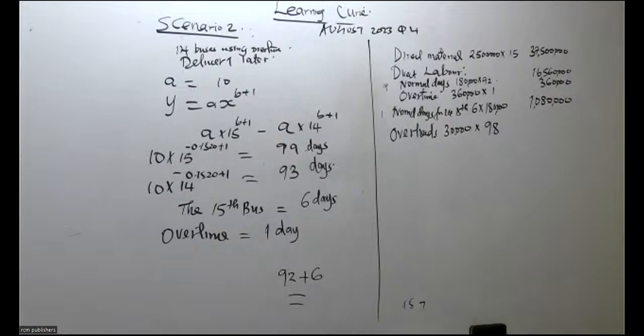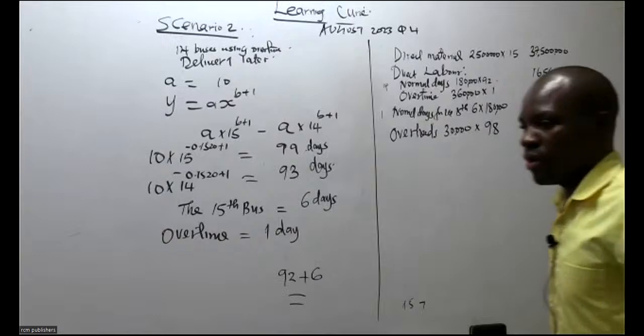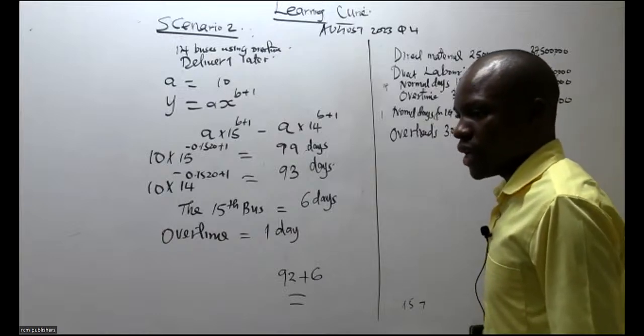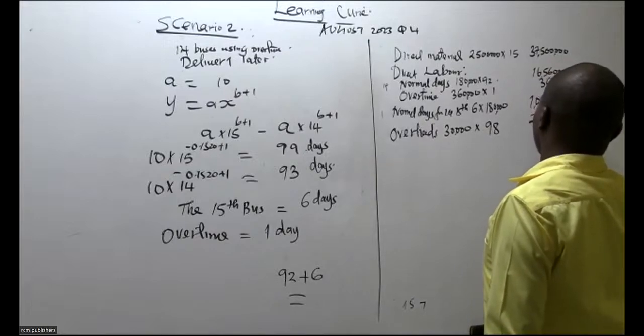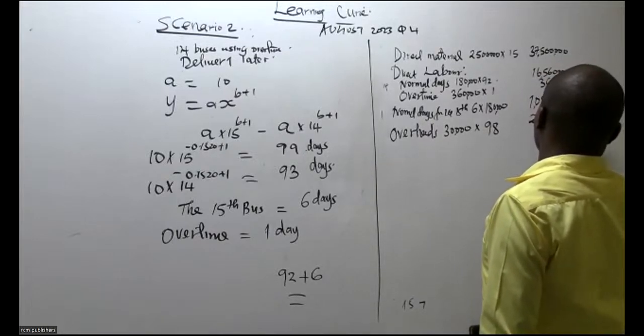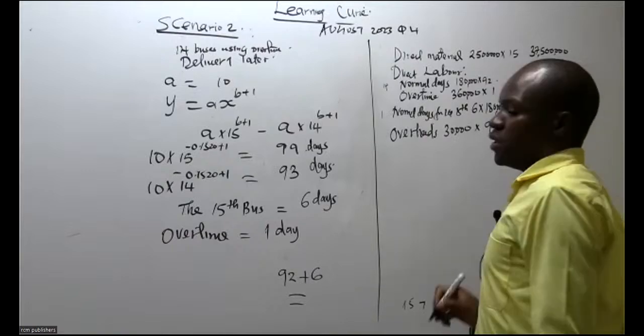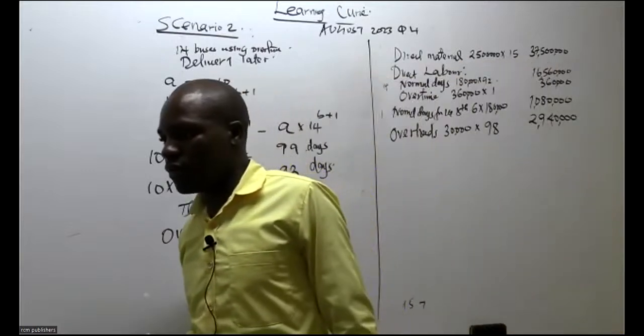98 by 30 days. 29,40,000. 29,40. Is it 29 million or 29,40,000?